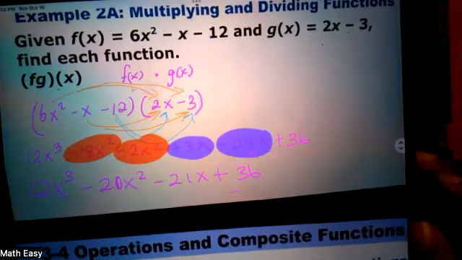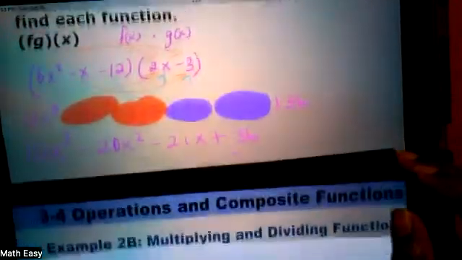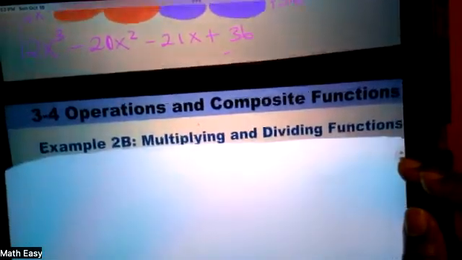All right, so you multiply and simplify. Always remember to simplify your answer.